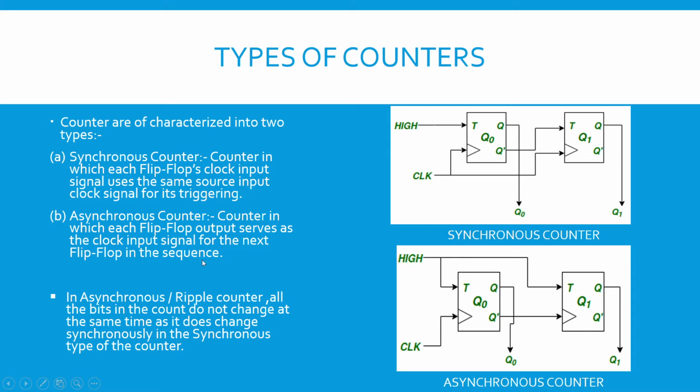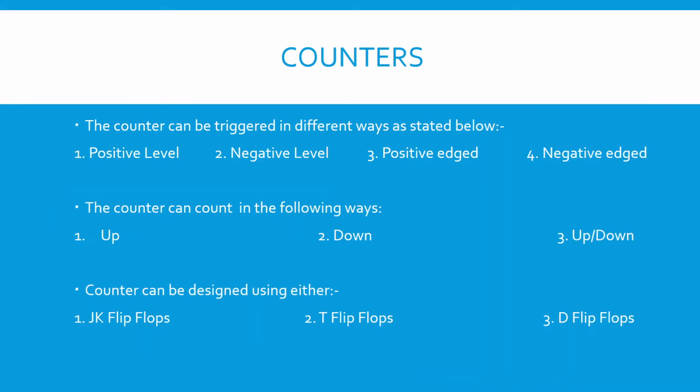In asynchronous or ripple counters, all the bits in the count do not change at the same time, as they do in the synchronous type of counter. Counters can be triggered in 4 different ways: positive level, negative level, positive edge, negative edge. The counter can count in 3 different ways. It can count upwards from the minimum value to the maximum value. It can count down, starting from the maximum value and ending at the minimum value, or it can count up as well as down in the same circuit.